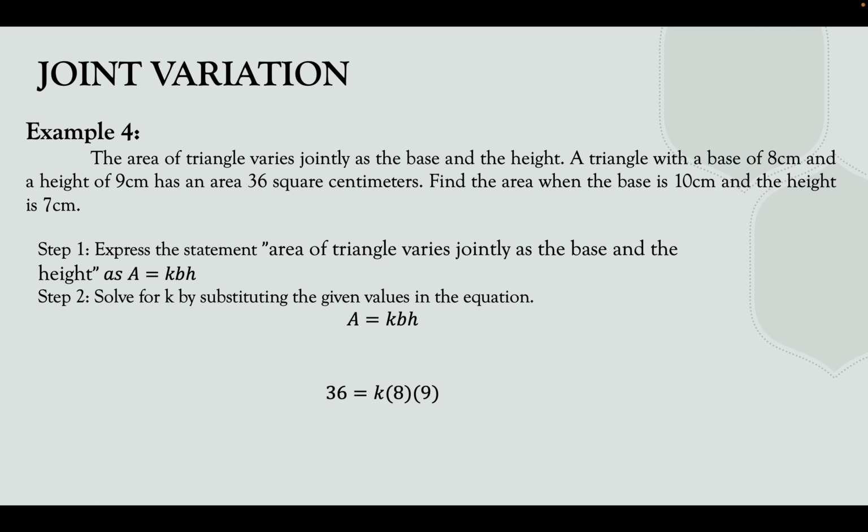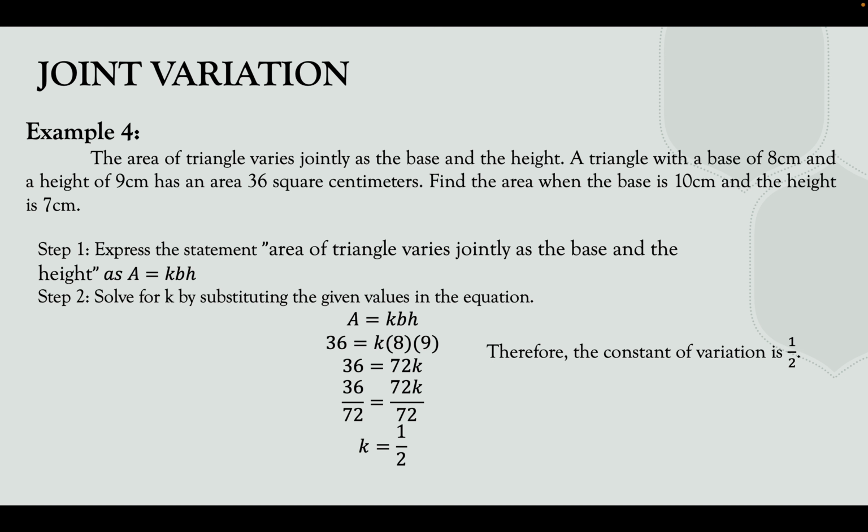And then solve for K, substitute the given, so we have 36 equals K times 8 times 9. We just need to disregard the unit here since we are finding the constant of variation. So we have 8 times 9, we have 72, so we have 36 equals 72K. Divide both sides by 72, you will get K equals 1/2. Now, the constant of variation is 1/2, and the equation of variation is A equals 1/2 times base times height.